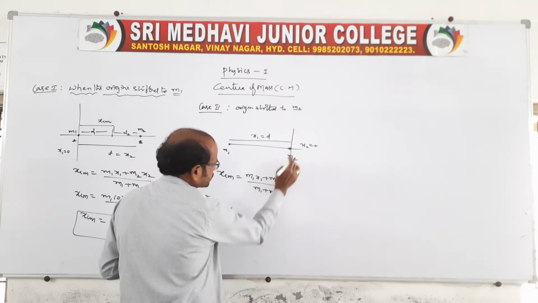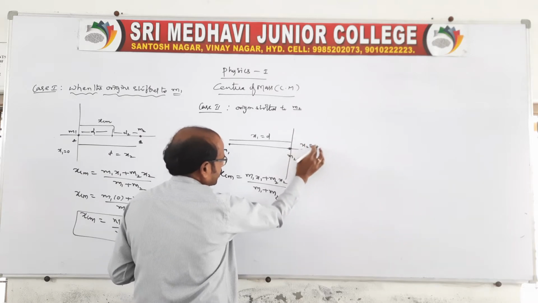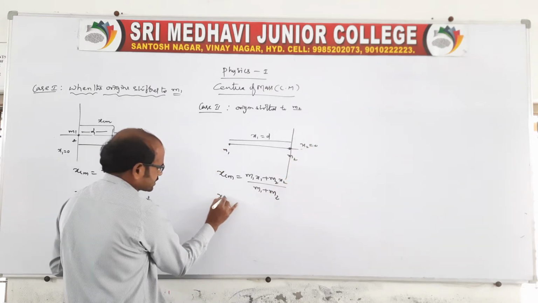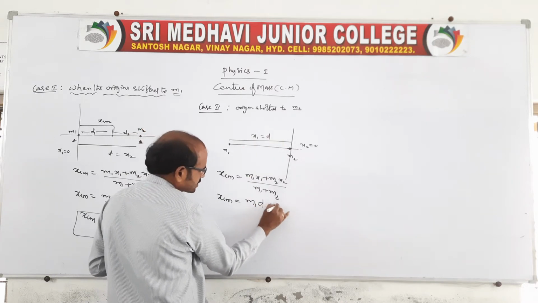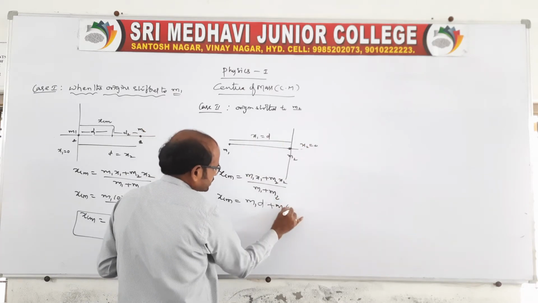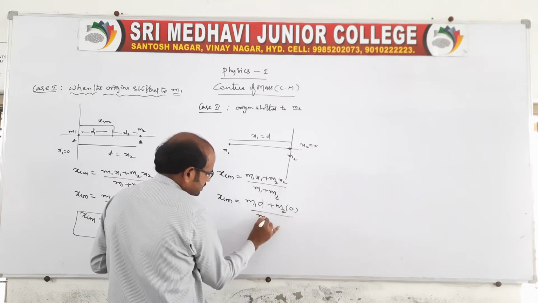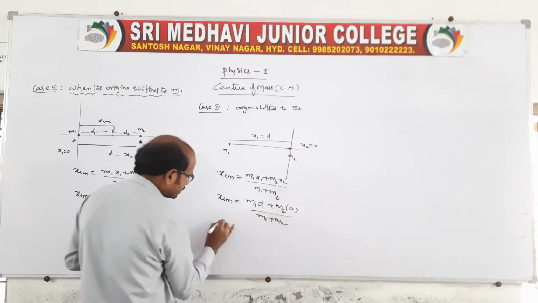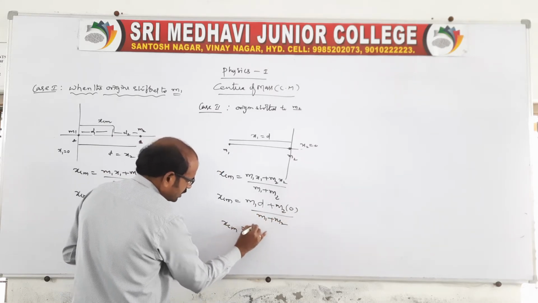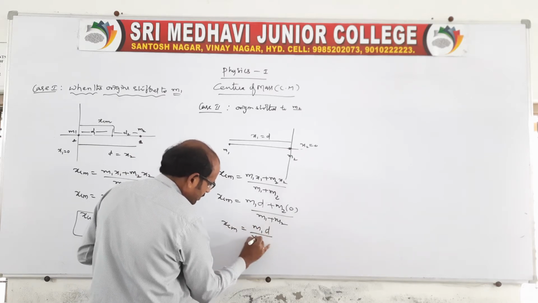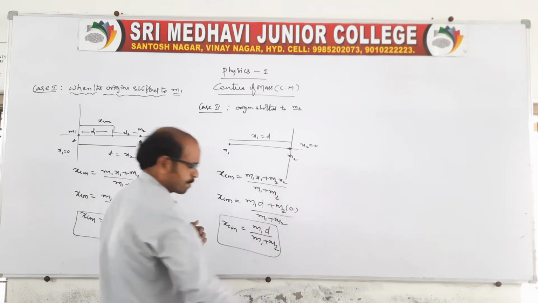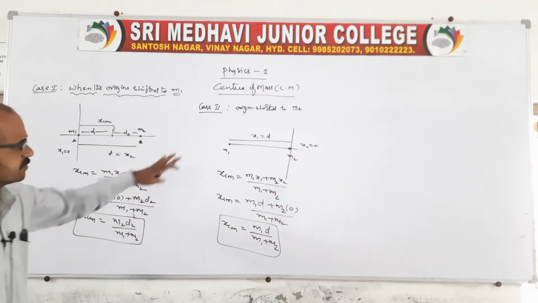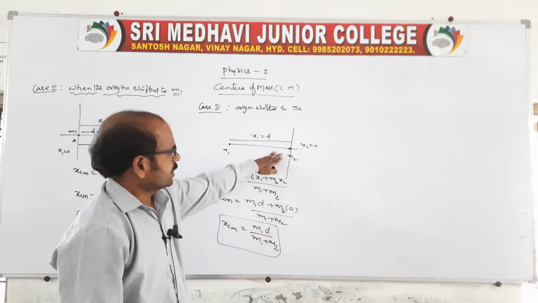So when the origin is shifted to the m2 particle, x2 is 0. So xcm is equal to m1 x1, which will be d, plus m2 x2, which will be 0. Therefore xcm is equal to m1 d by m1 plus m2. So this will be xcm when the origin is shifted to the m2 particle.